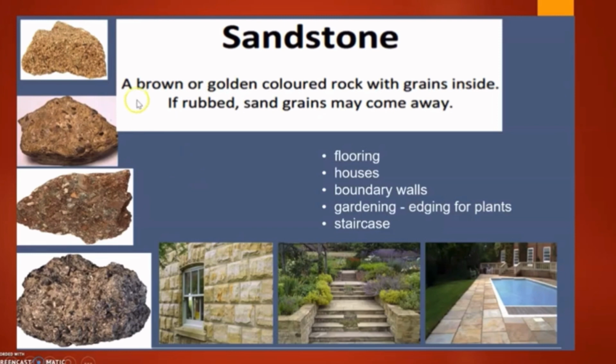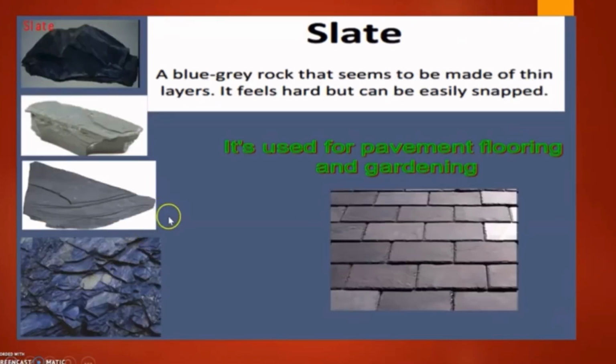Sandstone. A brown or golden colored rock with grains inside. If rubbed, sand grains may come away. It is used for flooring, houses, boundary walls, gardening or edging for plants, and staircases. Slate. A blue-gray rock that seems to be made of thin layers. It feels hard but can be easily snapped. It is used for pavement flooring and gardening.